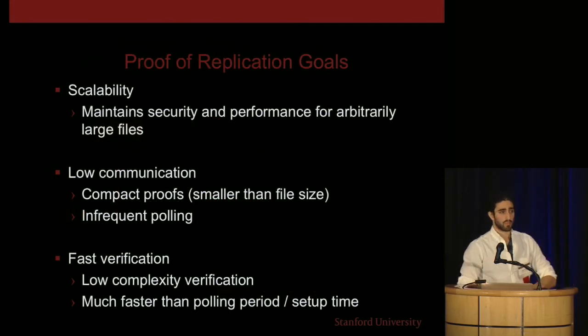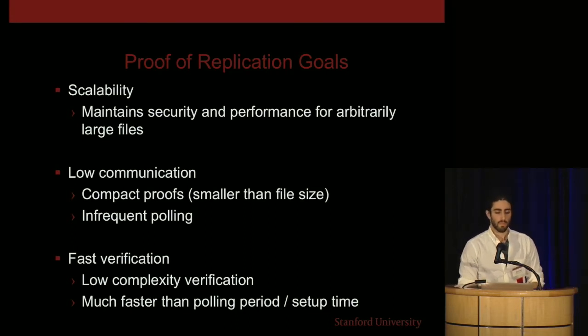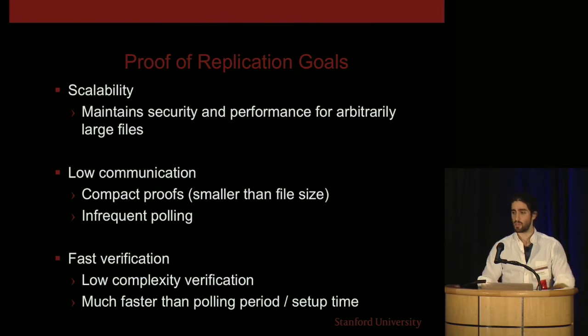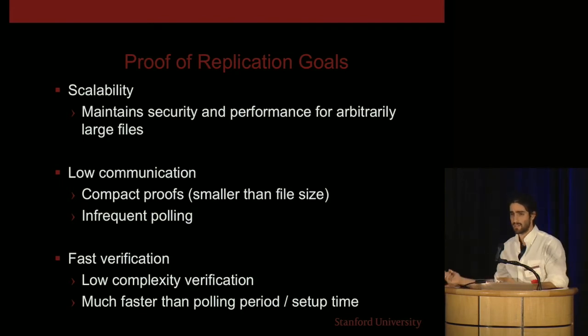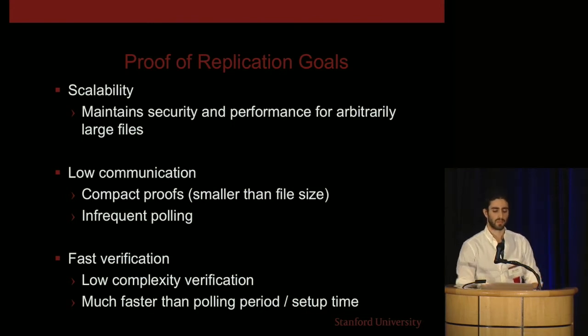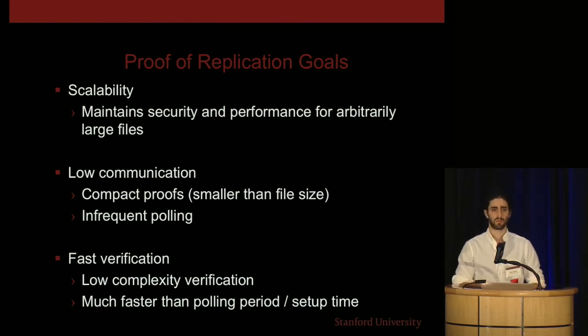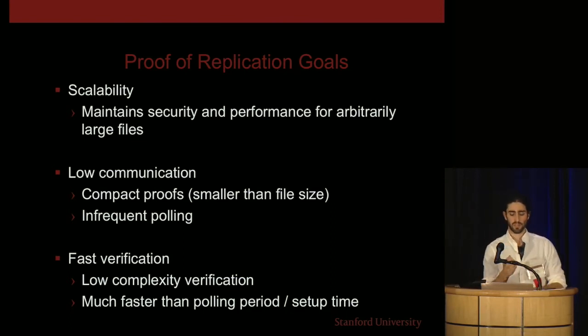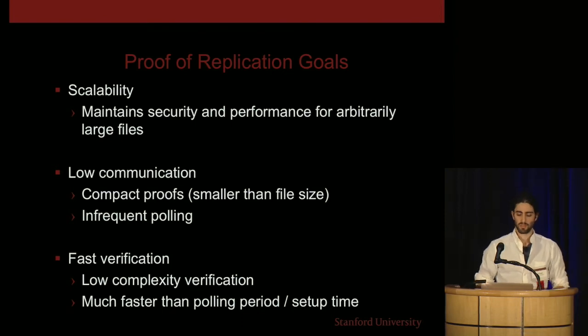So now on to the performance considerations for such a system. We want it to be scalable. We want it to maintain security and performance for arbitrarily large files. We want there to be low communication. We don't want the prover to have to send back the entire file as a proof. So we want compact proofs that are smaller than the file size, as well as trying to reduce as much as possible the frequency of polling between the verifier and the prover. And finally, fast verification. We want the complexity of the verifier to be small compared to the prover.